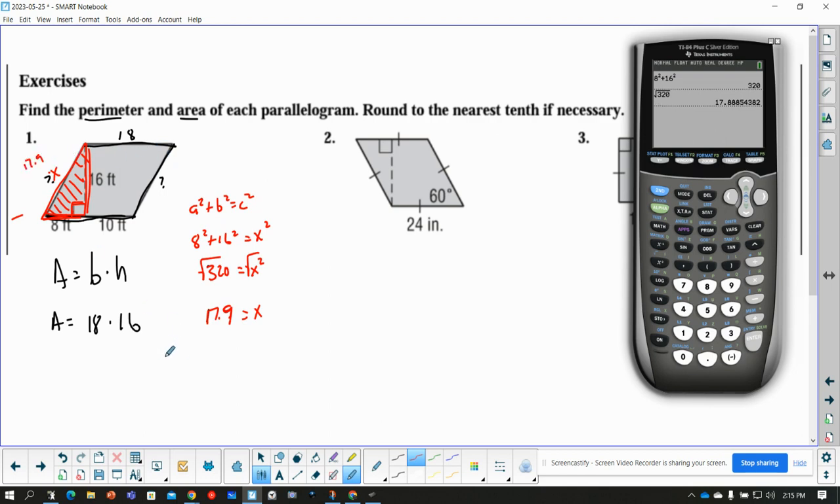So now let's find the answers to these two questions. First of all, the area, 18 times 16, not 6. Let's go ahead and do that one. 16 is 288.